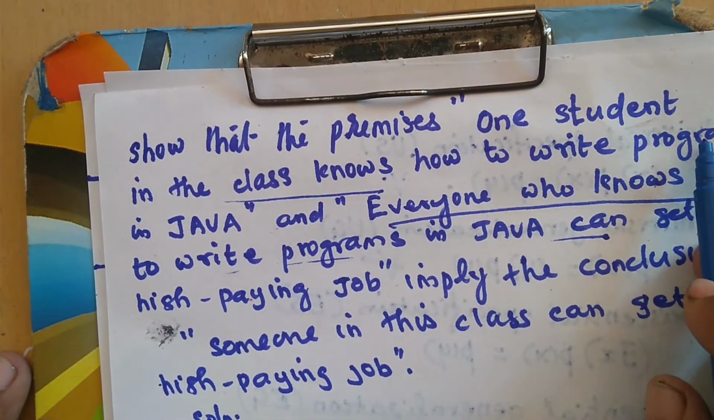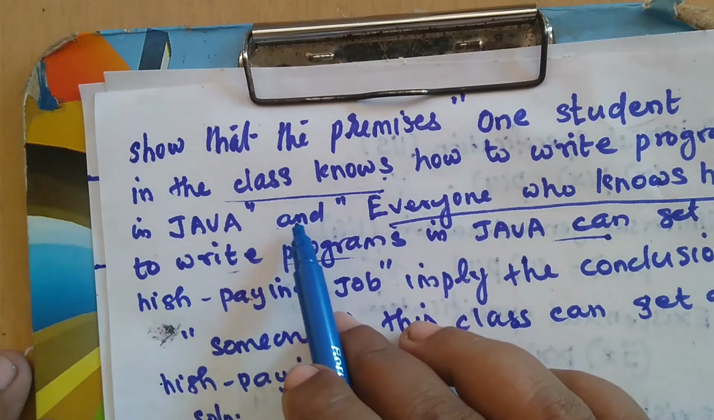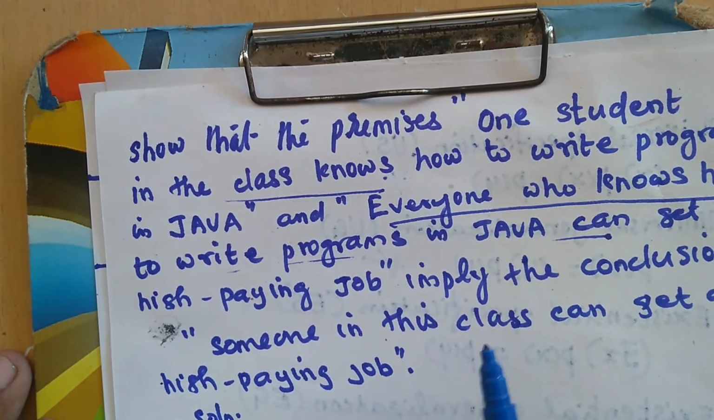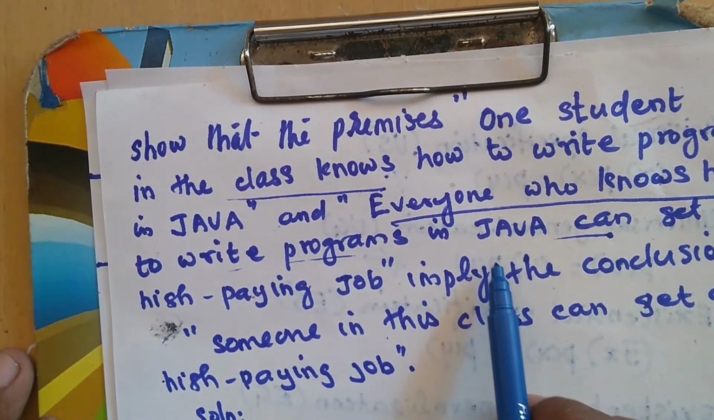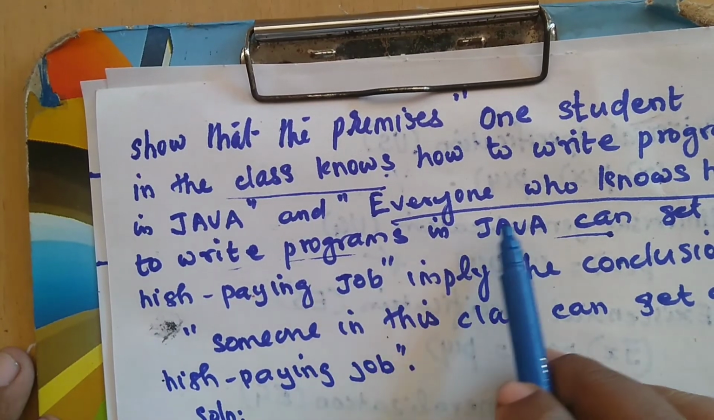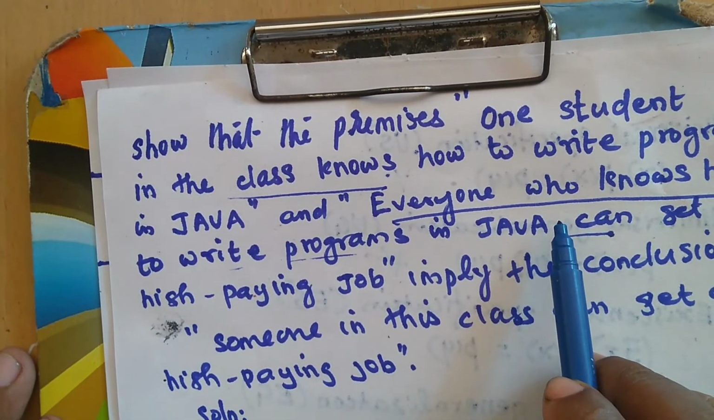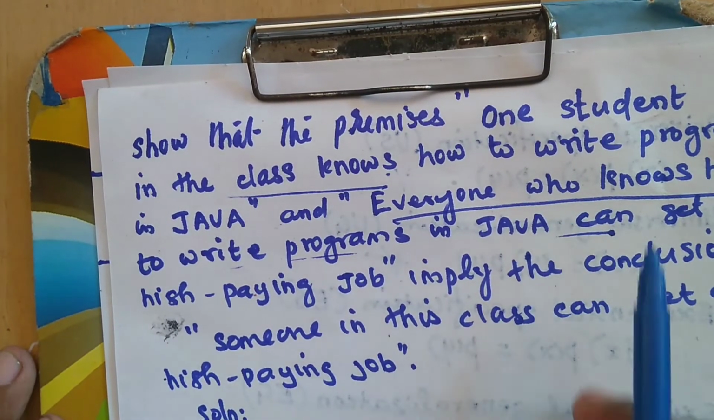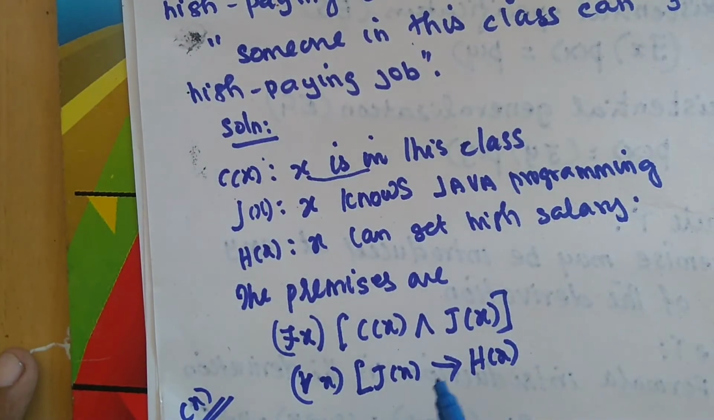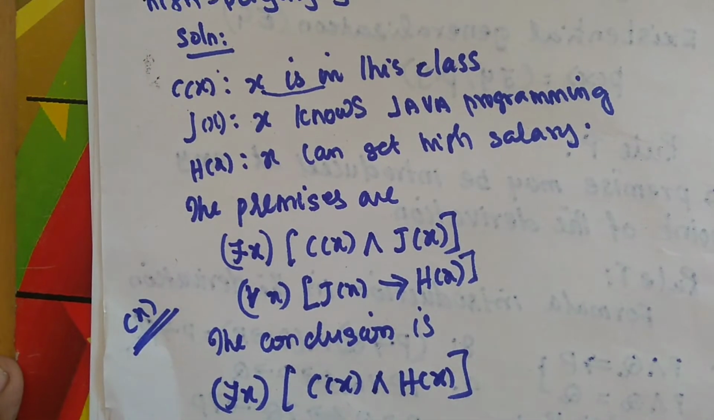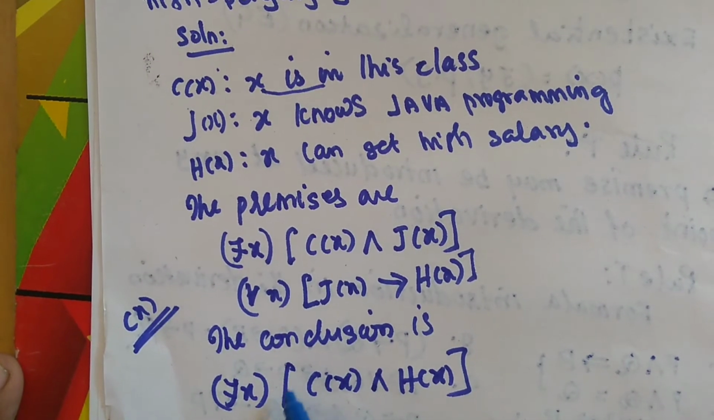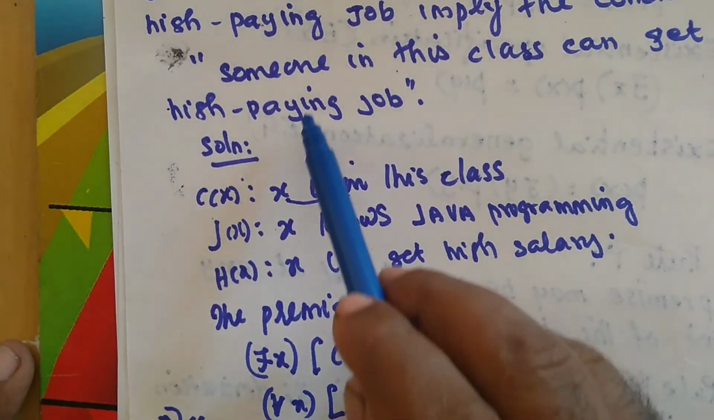Write programs is in the class as well as Java. But here, everyone who knows how to write a program. So if you know the program, then only you will get the high salary. So that means it is in the if condition. So if condition means we use implies. So what is the conclusion?